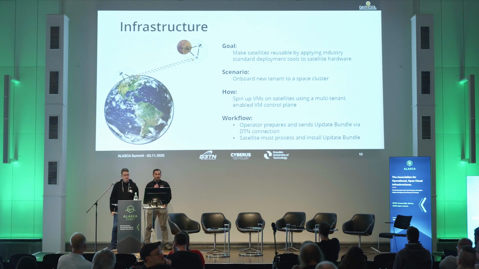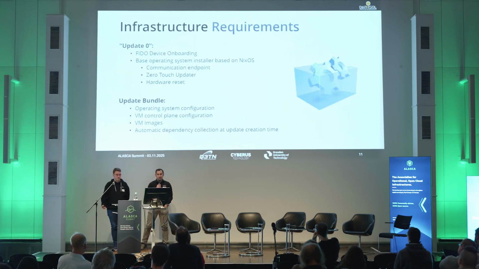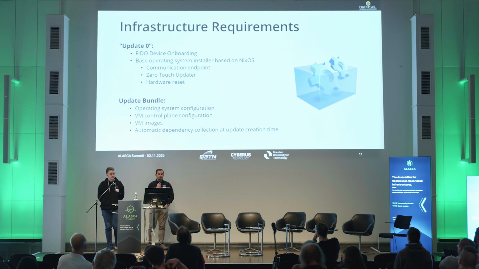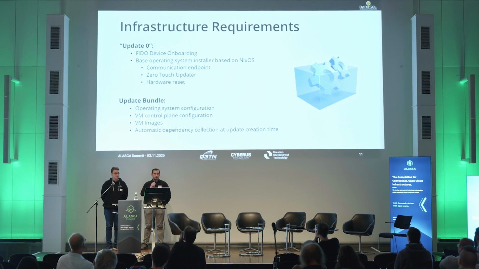So we have the operator on Earth that needs to bundle an update package and sends this package via the DTN connection to the satellite. And the satellite then needs to process this update bundle and also to bring up the new tenant on the space cluster. But before we can do this, we need initial configuration of the satellite, so the base operating system, which is capable of updating itself and also updating the VM configuration, and also to have some failure tolerance, and also a hardware reset and also A/B updates, also to roll back to a previous generation if something fails.